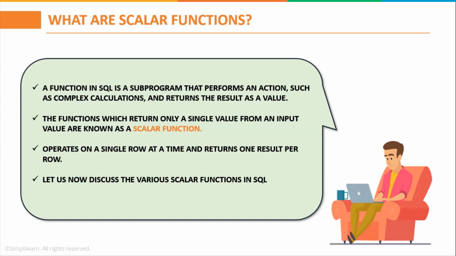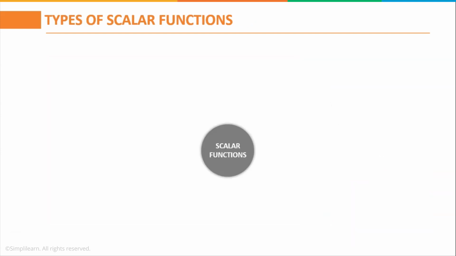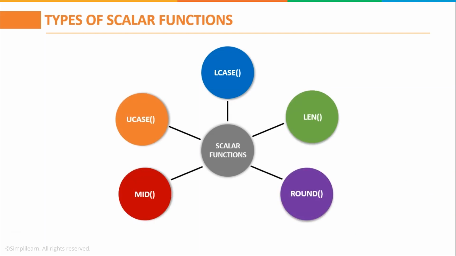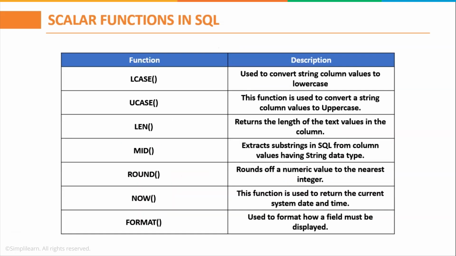So let us now discuss some of the various scalar functions used in SQL. Scalar functions in SQL are broadly classified into 5 types. The first one is LCASE, the next one is UCASE, and then we have length, and then we have mid, and finally we have round. Let us now discuss them in detail. So these are basically all the scalar functions that are used in general.